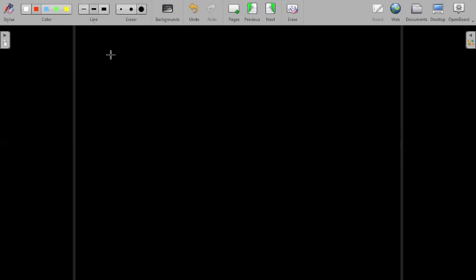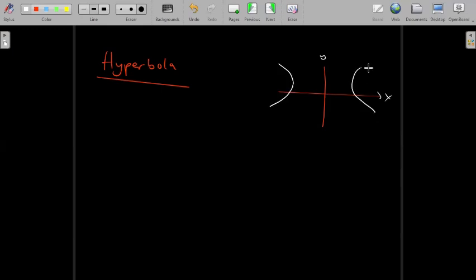So the hyperbola is the one which looks like this: if I have my x and y axes there, it either sits like that, or in the y direction, it's going to be like that. More like you're having two parabolas, one facing one side, one facing the other side.